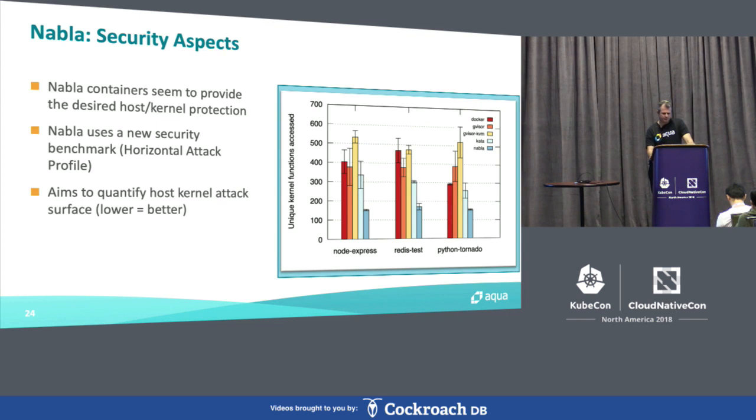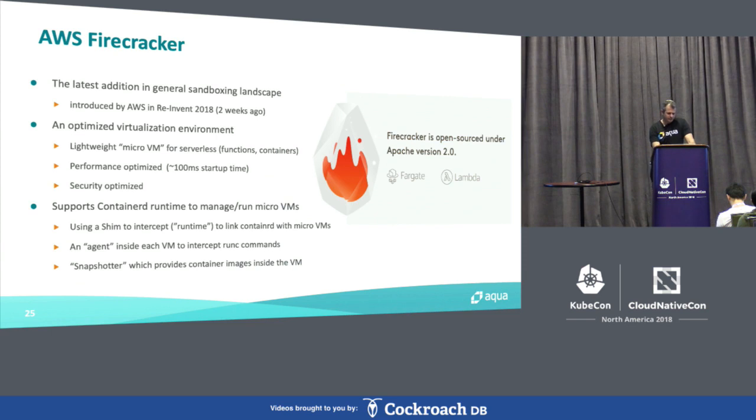We'll talk about operational aspects in a few seconds, and here we'll see it's a bit more challenging. Another alternative, which is relatively new, I must admit we didn't have much time to play with it. It was just released two weeks ago, just before KubeCon. So at last re:Invent, AWS released Firecracker. Firecracker is the new addition to the team. It's an optimized virtualization environment, a lightweight micro VM using KVM, not QEMU, which is a good start. AWS uses it for all their serverless environment, like Lambda and Fargate.